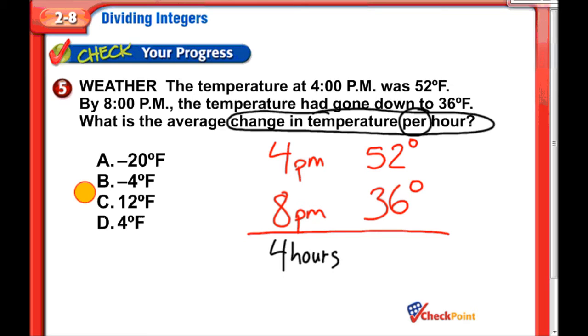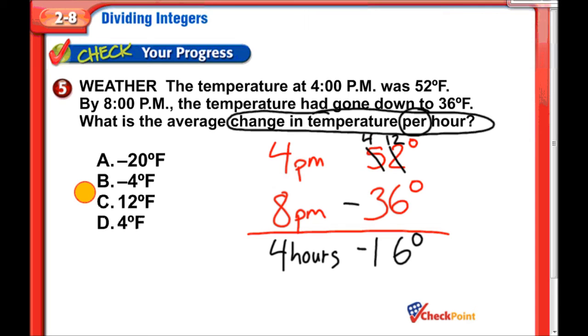And over here, we went down a total of, let's do our subtraction here. That would be a 4. This would be a 12. And now 12 minus 6 is 6, and 4 minus 3 is 1. So we dropped 16 degrees in 4 hours.